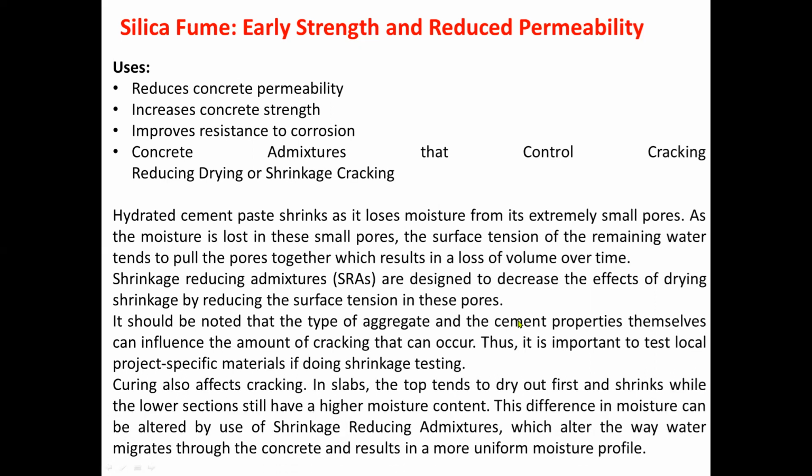Curing also affects cracking. In slabs, the top tends to dry out first and shrinks while the lower sections still have a higher moisture content. The difference in moisture can be altered by use of shrinkage reducing admixtures, which alter the way water migrates through the concrete and result in a more uniform moisture profile.